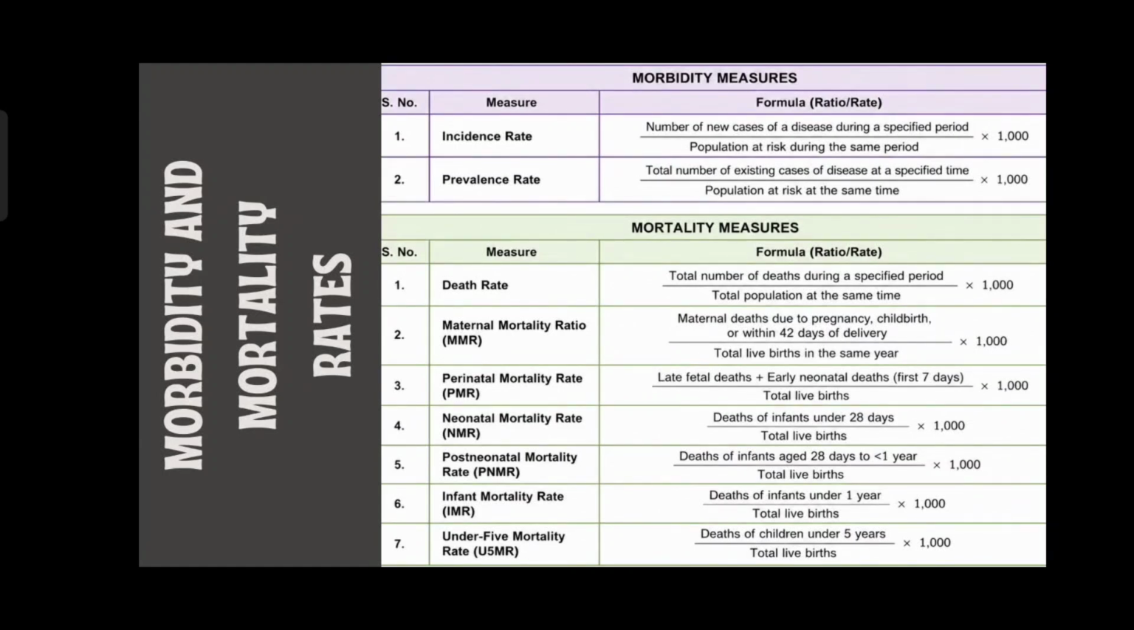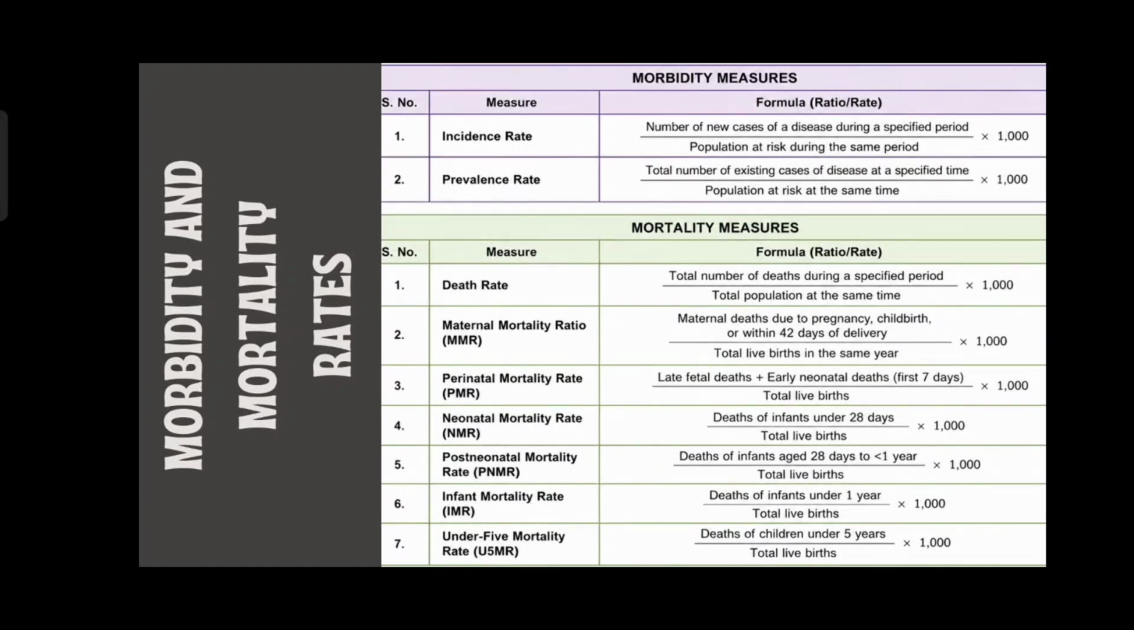Then second one is the mortality measure. Under the mortality measure, around 7 measures we can see, that is death rate, maternal mortality ratio, perinatal mortality ratio, neonatal mortality ratio, post-neonatal mortality ratio, infant mortality ratio, under 5 mortality ratio. So first one is the death rate. Death rate means what? Total number of death.